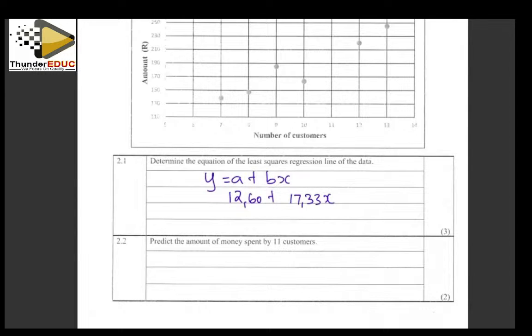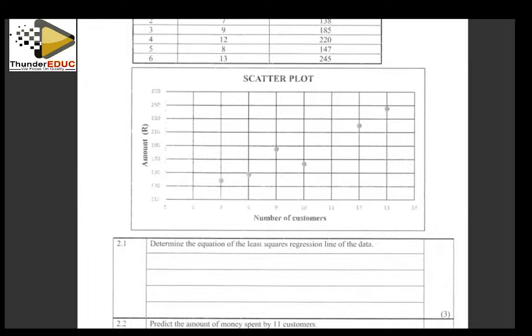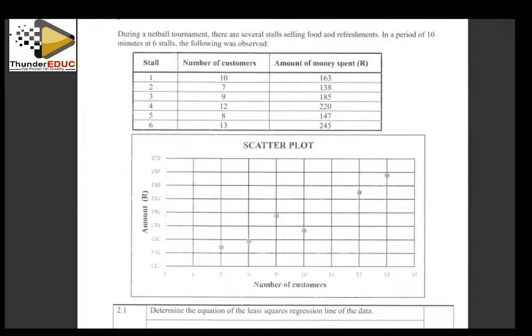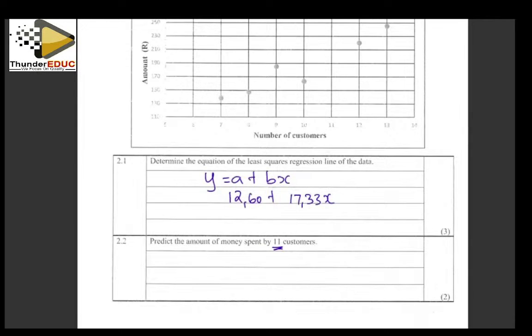Then predict the amount of money that is spent by 11 customers. So the customers in this case are representing the X. Okay. And then the amount spent is representing the Y. So since we're looking for the amount of money, which means we're looking for the Y, which is 12,60 plus 17,33 into 11. When I punch this into my calculator, I'm getting 203,23. So this is how much will be spent by 11 customers or clients.